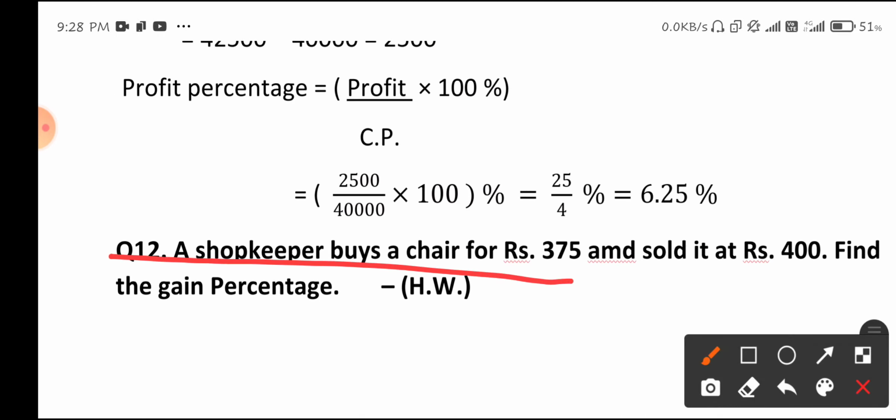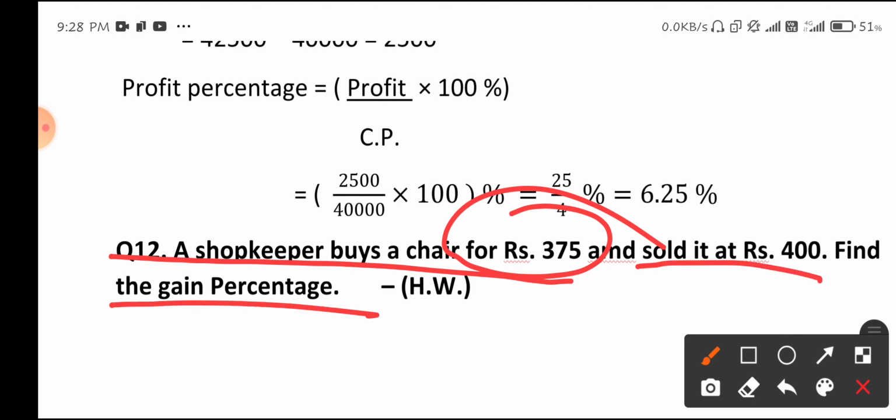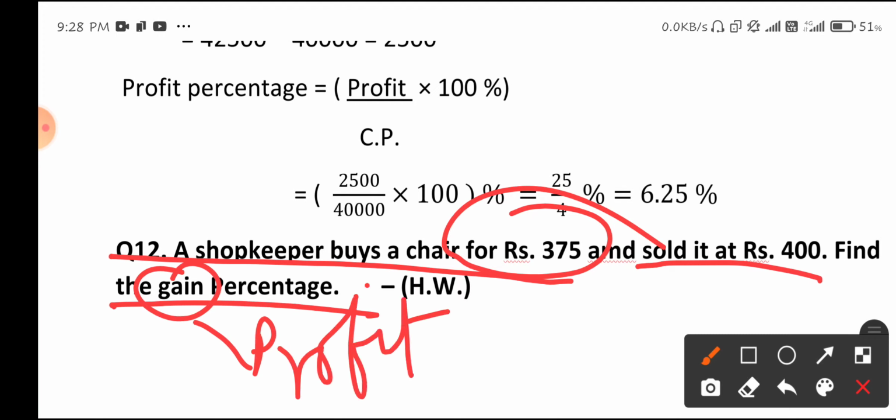A shopkeeper buys a chair for rupees 375 and sold it at rupees 400. Find his gain percentage. So gain means profit percentage only. Here directly they have written that we have to find the profit percentage. So in this type of formula only you have to solve this question.